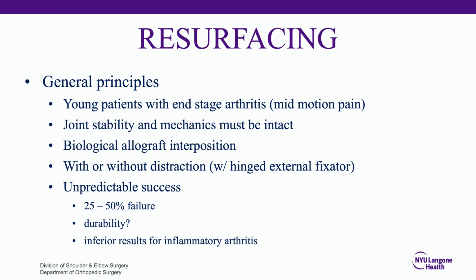The next topic on the treatment options for patients with elbow arthritis is resurfacing. We're talking about biologic arthroplasty with some kind of an allograft, usually Achilles tendon allograft that acts as an interposition between the distal humerus and the ulna. We're going to do this essentially for patients with end-stage arthritis who have a lot of pain in mid-motion. In fact, you're talking about patients who need an elbow replacement but are just too young to get it.